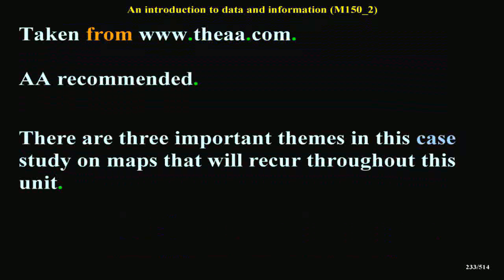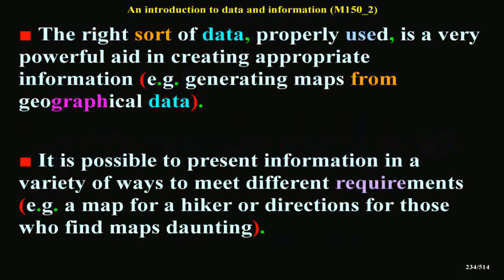There are three important themes in this case study on maps that will recur throughout this unit. The right sort of data, properly used, is a very powerful aid in creating appropriate information, e.g., generating maps from geographical data. It is possible to present information in a variety of ways to meet different requirements, e.g., a map for a hiker or directions for those who find maps daunting.